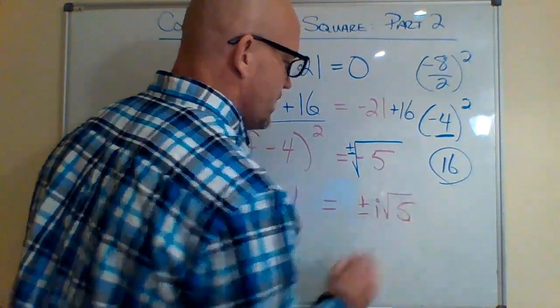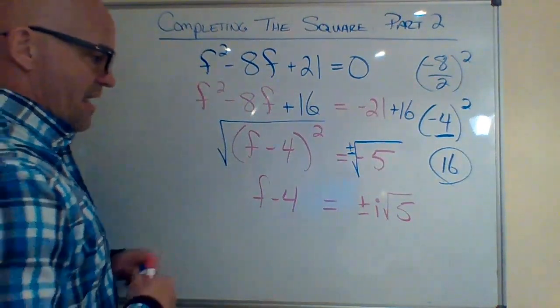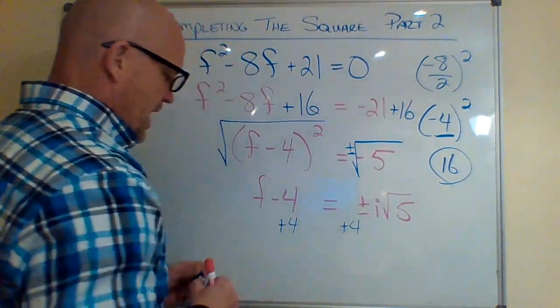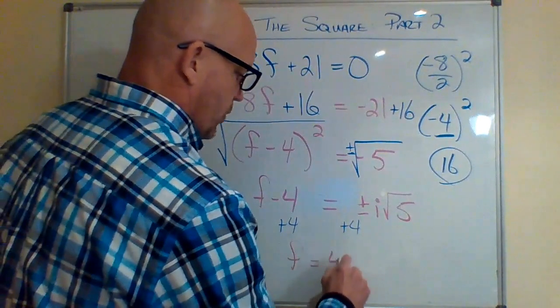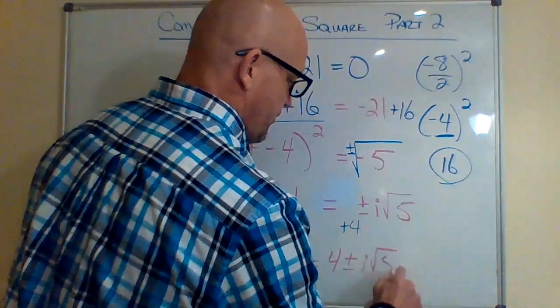Cannot reduce the root, however, we can poke our i out. Last step would be to add 4 to both sides. We're looking at f equals 4 plus or minus i root 5.